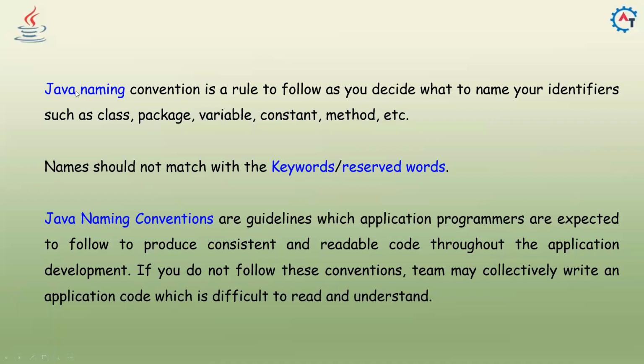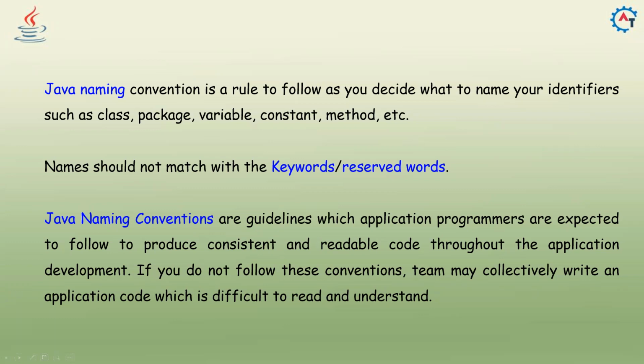Java naming convention is a rule to follow as you decide what to name your identifiers. Identifier means class, package, variable, constant, method. What is class, what is package, what is variable, constant, method, everything in detail we will discuss in our upcoming videos as separate videos. But here, names should not match with the keywords or reserved words. What is a keyword or reserved word? We are not aware of that till now. But keywords are those reserved for Java itself.